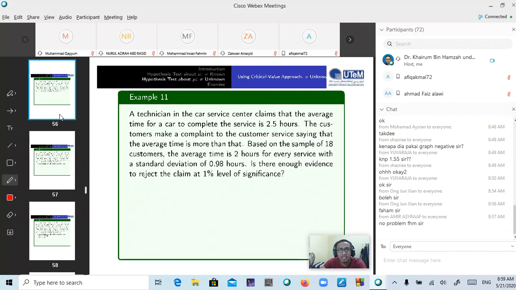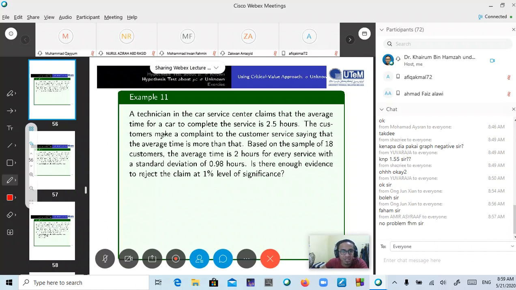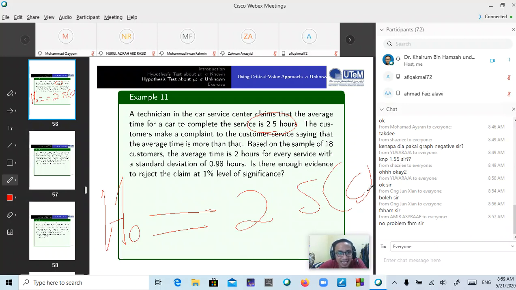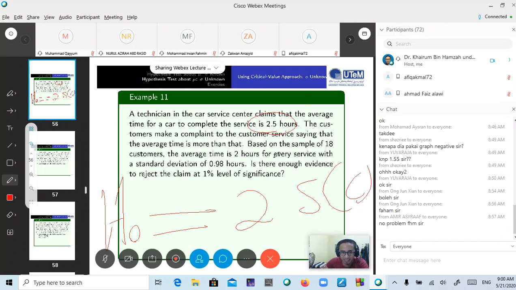Okay, so now we look at the question. A technician in the car service center claims that average time for car complete to service is, tengok, is 2.5. Kalau is maksudnya equal. Equal 2.5. When 2.5 is equal, so sini adalah H naught. Okay. Your claim is your H naught. Okay. Lepas tu awak baca lagi. The customer made a complaint to the customer service saying that the average time is more than that. Okay. Based on the sample of 18 customers, the average time.